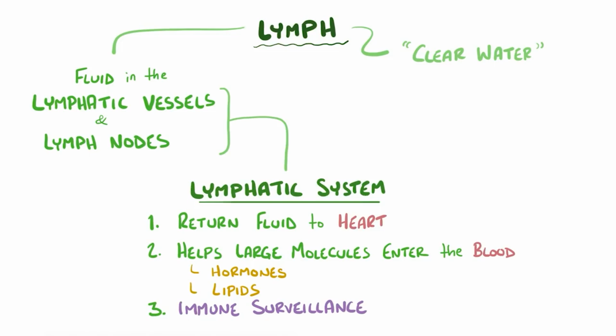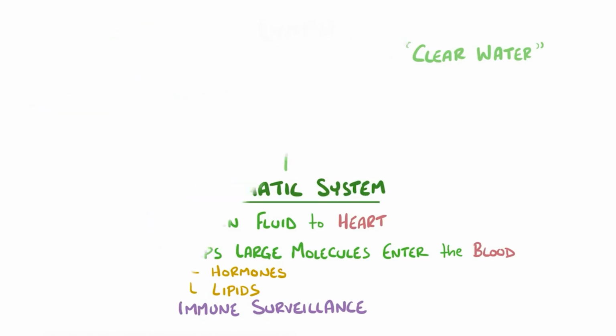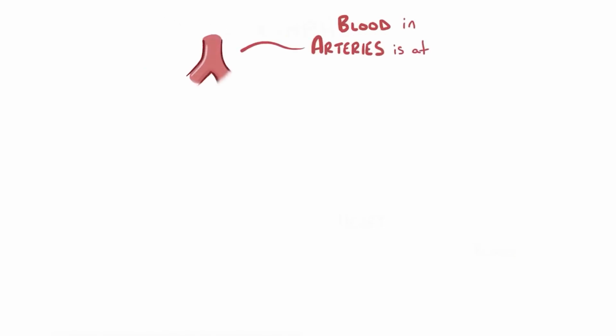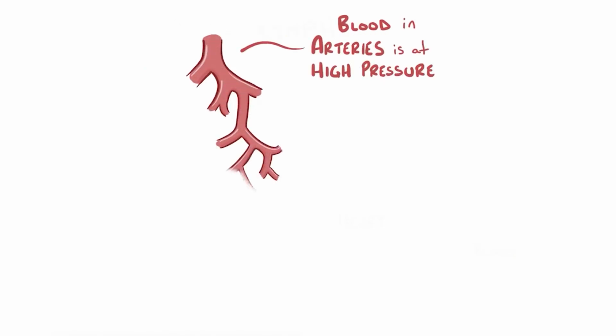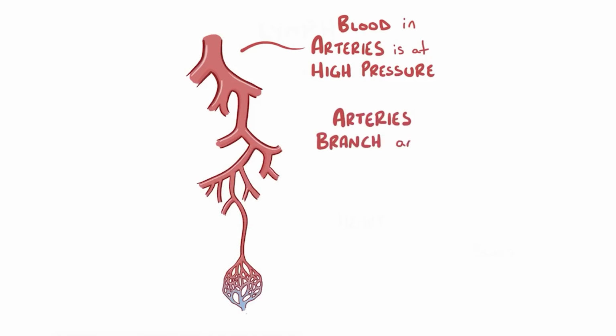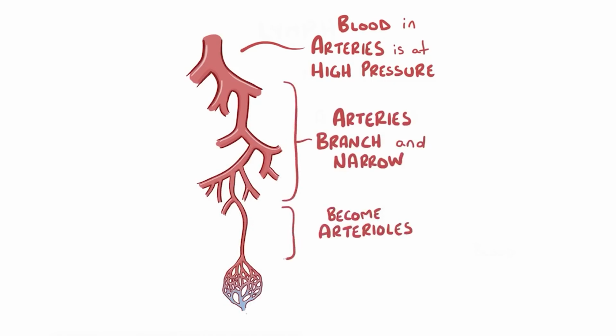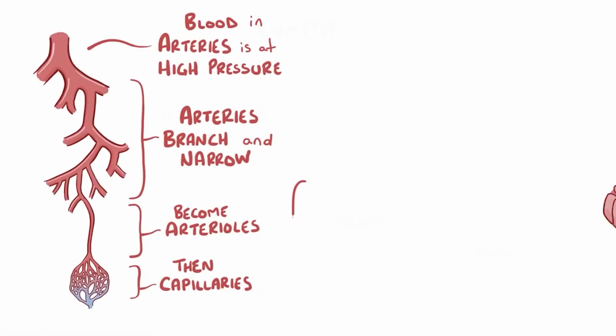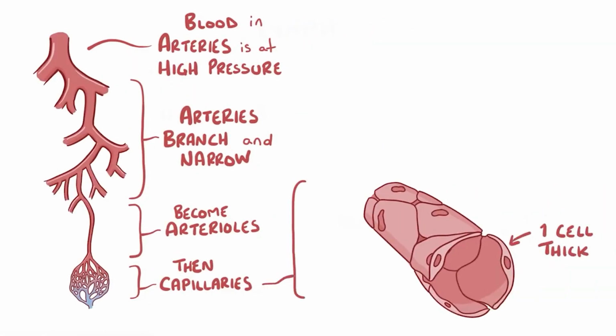So let's take a closer look at lymph and where it comes from. The blood in the arteries is under a lot of pressure because it needs to reach every little nook and cranny of the body. Those arteries branch out into narrower and narrower arteries, and then arterioles, until finally it gets to the capillaries, which have walls that are only 1 cell thick and are slightly porous.